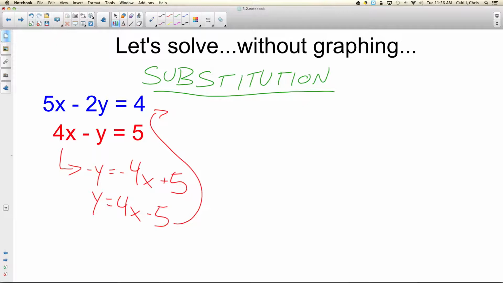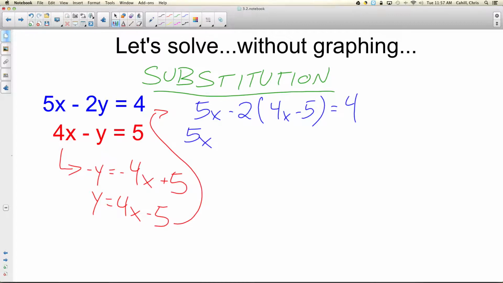So we get 5x minus 2 times what? 4x minus 5. 4x minus 5 equals 4. Note, I put what I was substituting inside of parentheses. That's going to be extremely, extremely helpful when you have negative signs and all sorts of stuff. So just make sure that you always put whatever you're plugging in inside of parentheses. Okie doke. So now I can simplify.